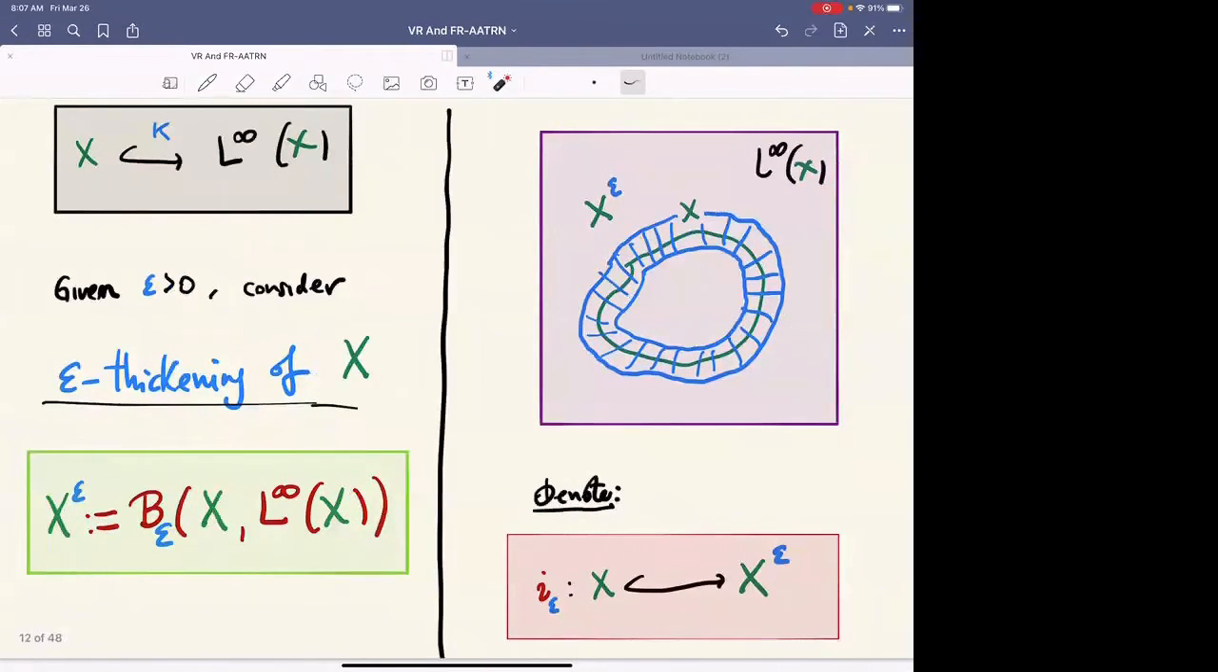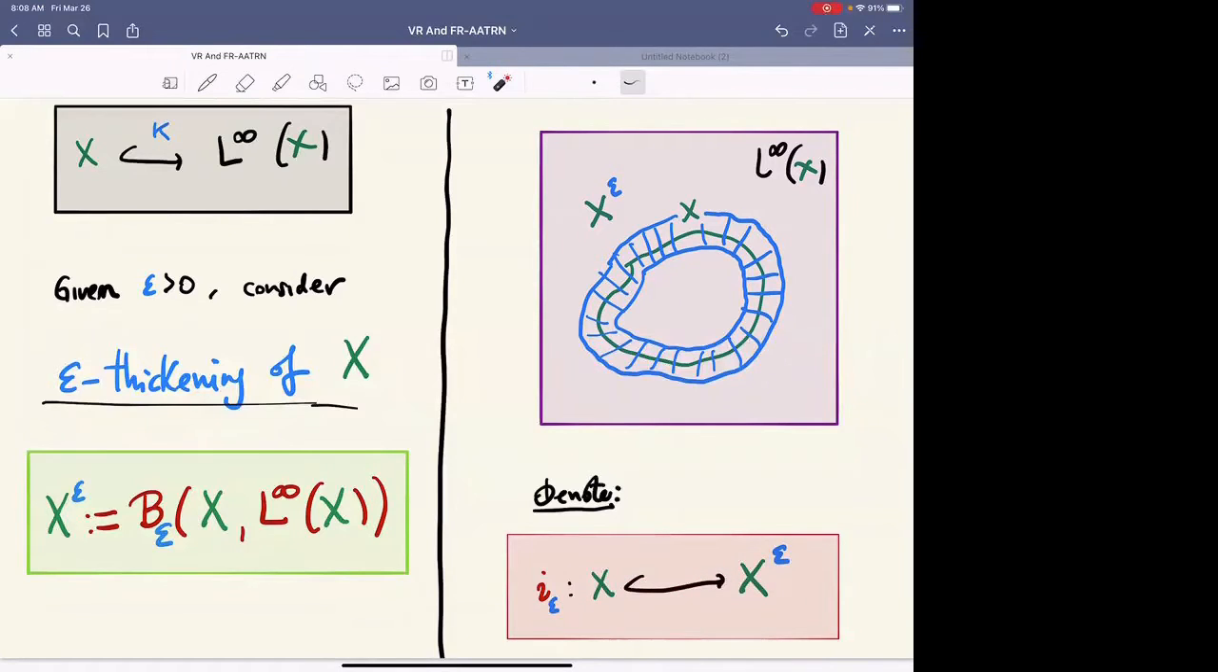Now, if you start from X via the map K, you embed X isometrically into L infinity of X. And in particular, once you are in L infinity of X, you can think that this is X. And of course, you can consider epsilon thickenings for any positive epsilon of X inside of L infinity. So that gives you this map, the inclusion map, iota epsilon from X into its epsilon thickening.